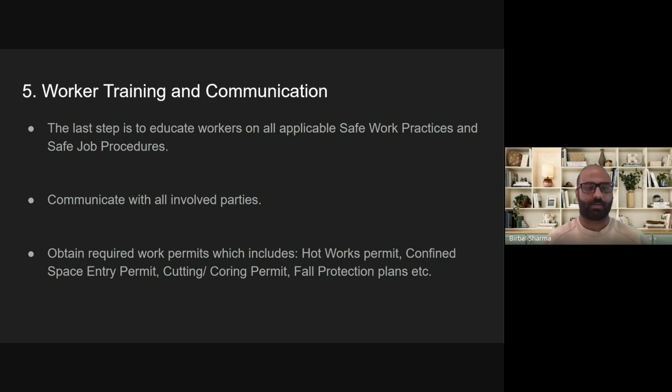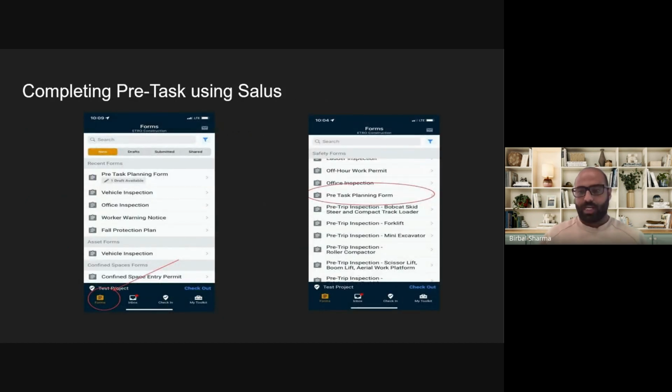And then the next step would be communicating all these hazards with all the involved parties, which includes our workers as well as any of the other workers who are working within the immediate area, or whom our work activity is going to affect. Last but not the least, obtaining all the required permits, which includes any applicable hot works permit, any confined space entry permits, any cutting, coring permits, any fall protection plan, stuff like that. Anybody has any questions before we continue to the next slide?